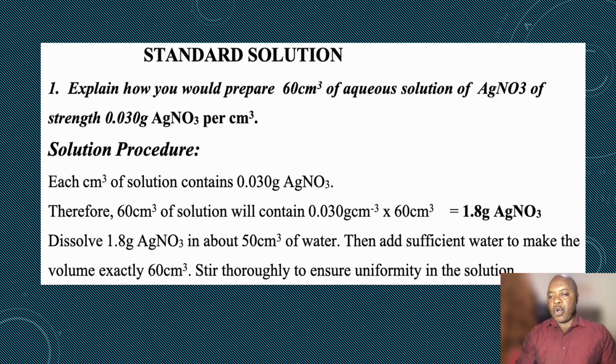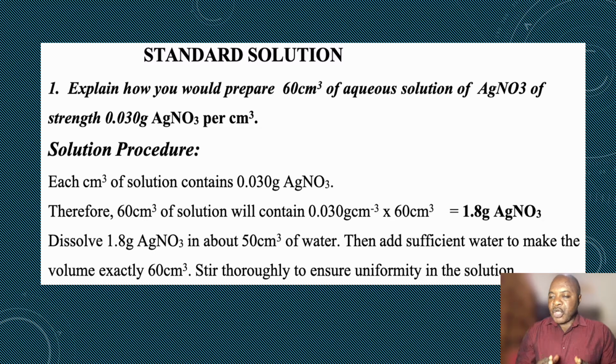There are two methods I've given you. The first method: since each centimeter cube of solution contains 0.0330 gram of silver nitrate, then 60 cm cube will contain what? It will be just cross multiplication, 0.03 times 60. We will have that mass. That is all. Or method 2, you have been given the mass.